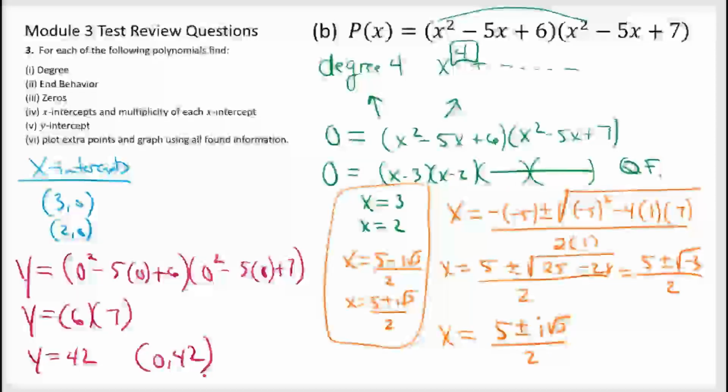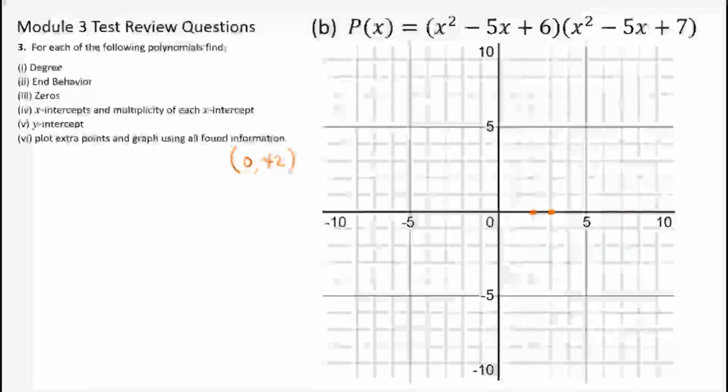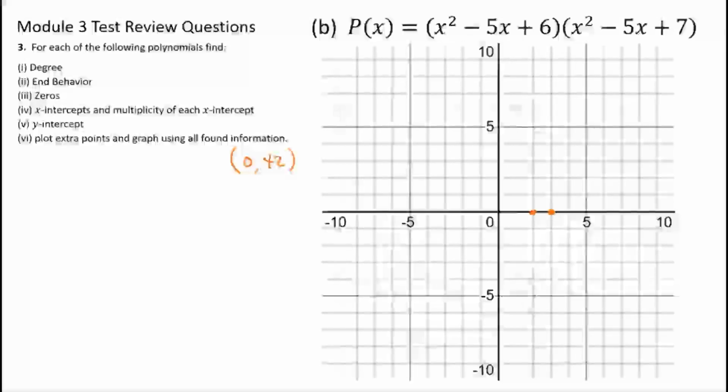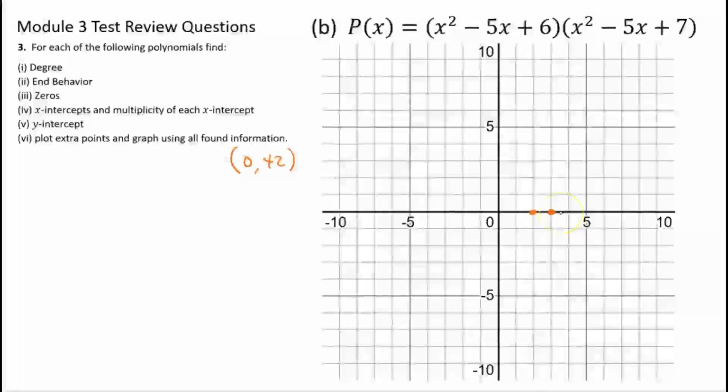Now, when I test you this way, I will keep this in mind. I don't want you to have to change your scale, but if you ever feel like you need to, you go right ahead. So I've transferred our information from the problem on the previous slide. Remember, we have a y-intercept of 0, 42. Plotted our x-intercept of 2 and an x-intercept of 3.